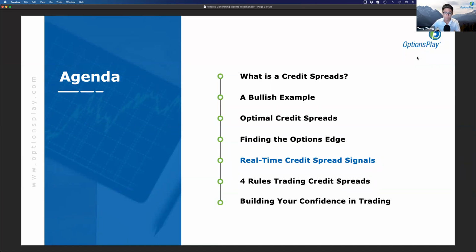A third of you have not traded a credit spread before, and about 4% of you say you're not sure, meaning you're probably new and you're not quite sure about the names of some of these strategies. Okay, so I would say the majority of you have traded a credit spread.